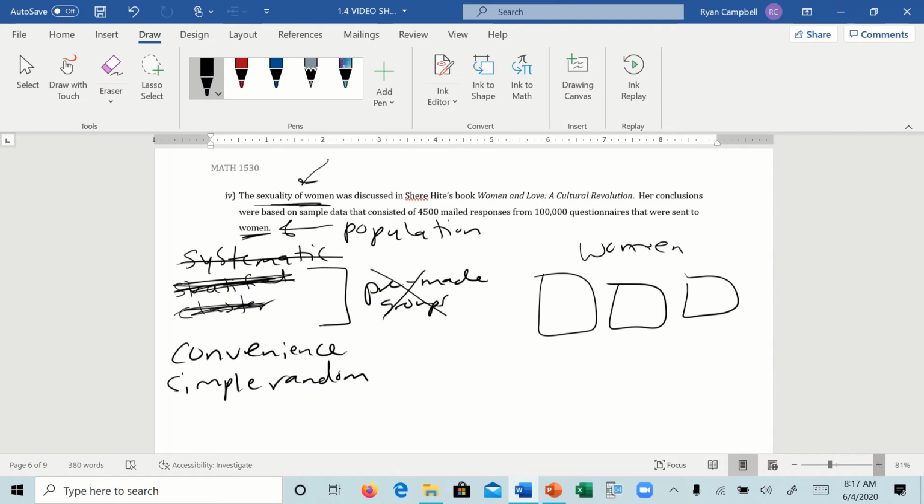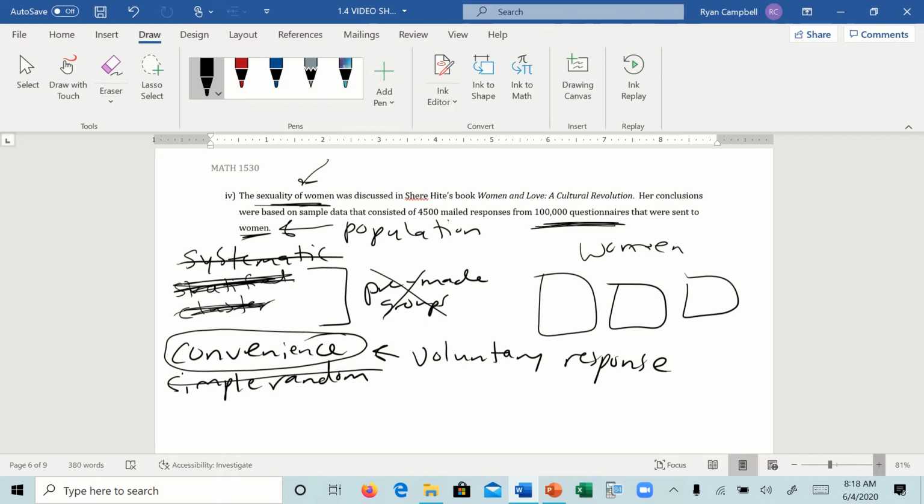So which one is this? Is this a convenience method or is this a simple random method? Is this a flawed method or a sound method? Hopefully you can see that this is a flawed method, right? Because this is what we would call a voluntary response, which we said was convenience, right?